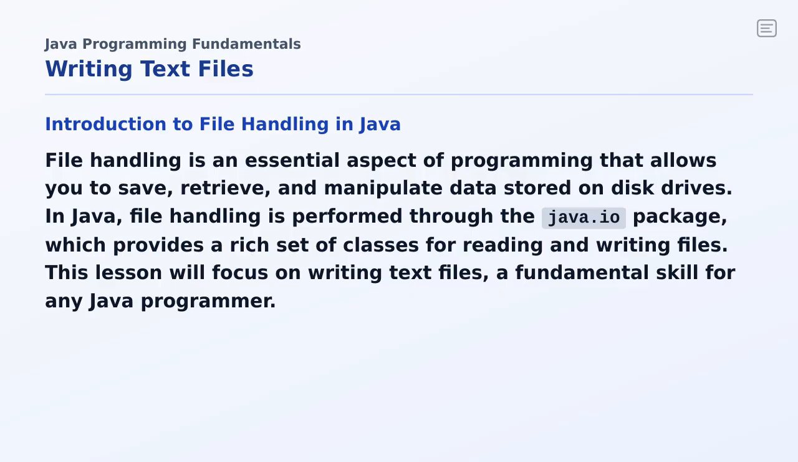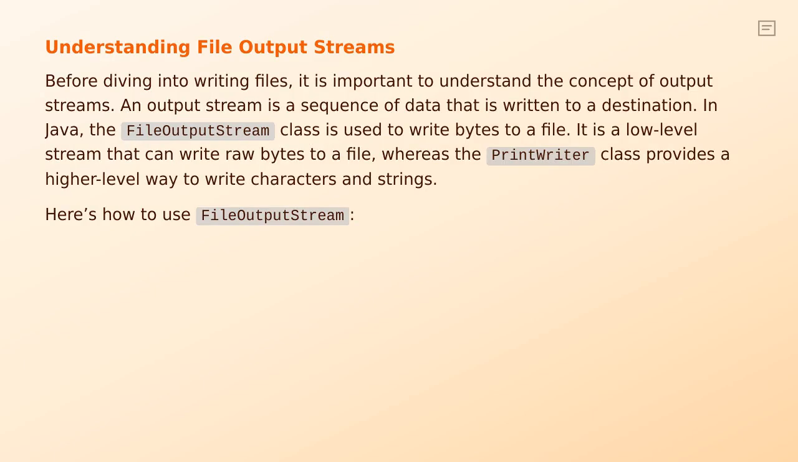Don't worry if this feels new at first. This section covers understanding file output streams. Before diving into writing files, it's important to understand the concept of output streams. An output stream is a sequence of data that's written to a destination. In Java, the FileOutputStream class is used to write bytes to a file. It's a low-level stream that can write raw bytes to a file, whereas the PrintWriter class provides a higher-level way to write characters and strings.